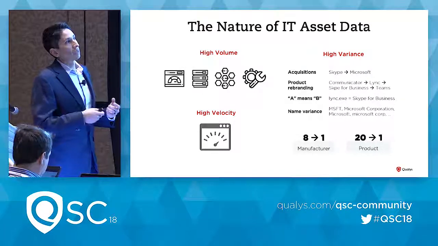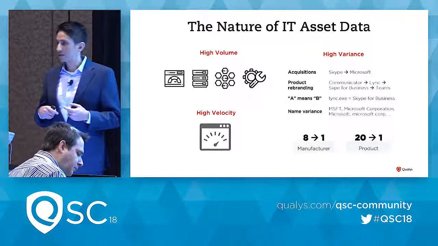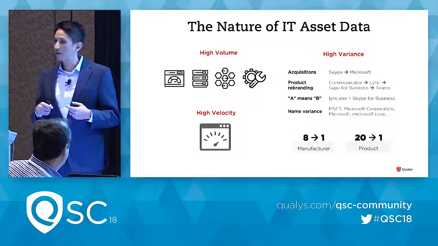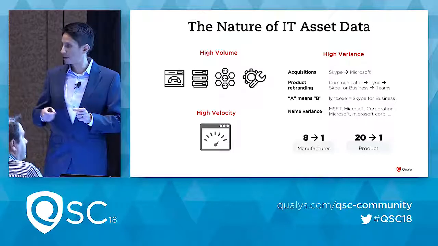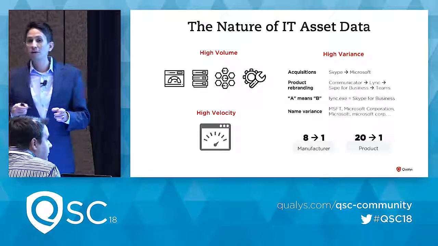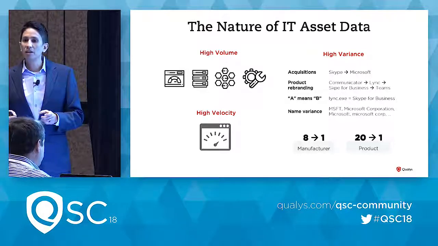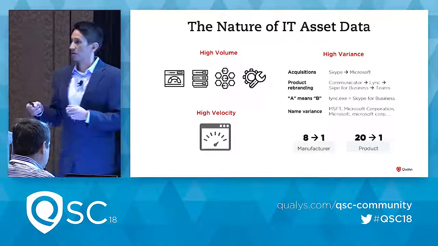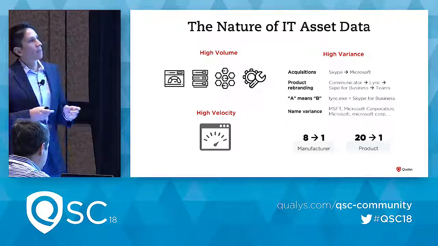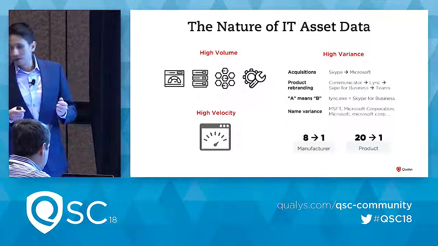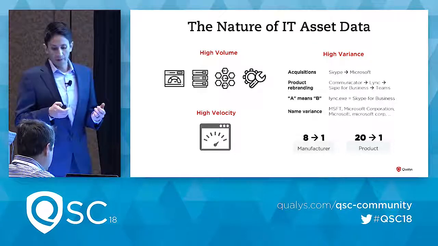If you look at a typical environment, when you incorporate these acquisitions, you will see a manufacturer being represented in 8 different ways. For example, Microsoft, Microsoft Corporation, and all of its acquisitions. When you have a contract or are trying to assess your vendor, you just want to say, show me everything about Microsoft or Oracle. You want to understand everything else that was acquired by them. A product is even worse. A product can be represented in 20 different ways in your environment.